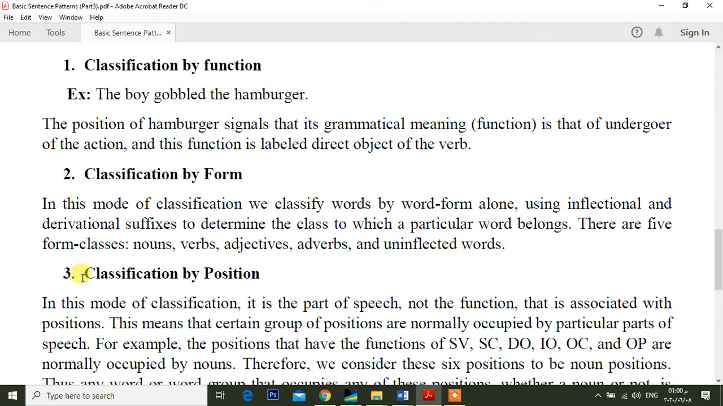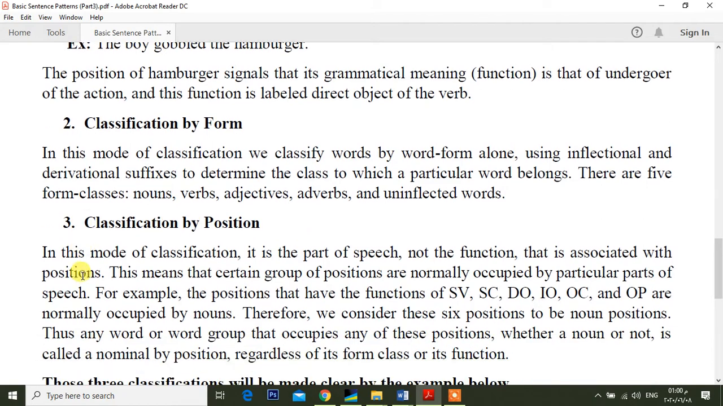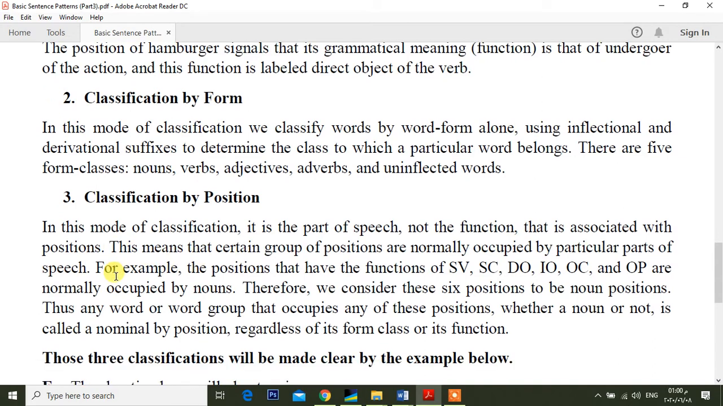The third one, classification by position. In this mode of classification, it's the part of speech, not the function, that is associated with the positions. A part of speech, not the function, is associated with positions. This means that certain groups of positions are normally occupied by particular parts of speech.